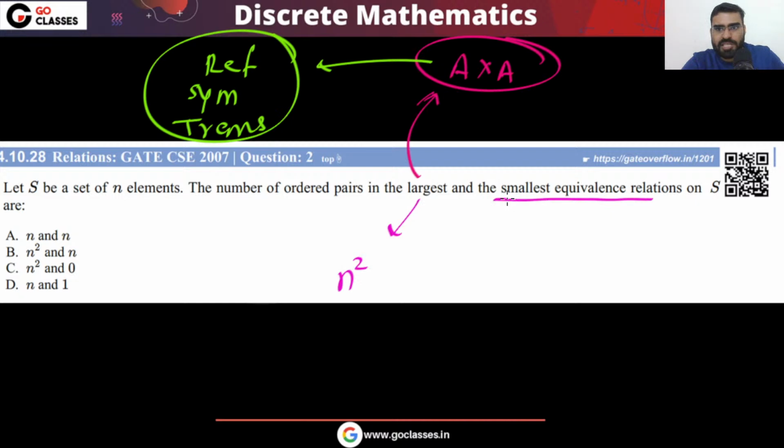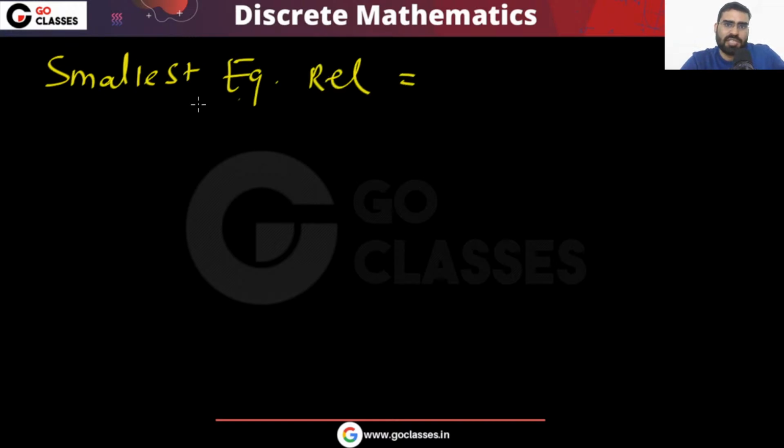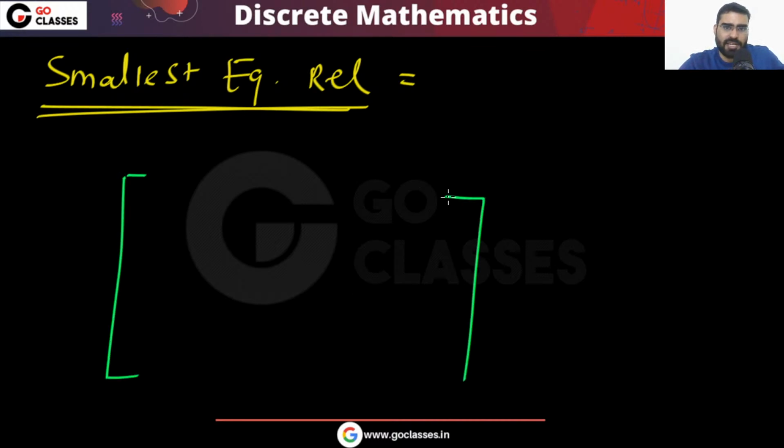What is the smallest equivalence relation? Let me tell you, at least it must be reflexive, right? If you want the smallest equivalence relation, then what will that be? Smallest equivalence relation means that every element is related to only itself. So this is the smallest equivalence relation, where every element is related to only itself.